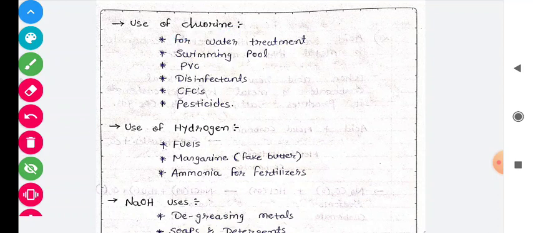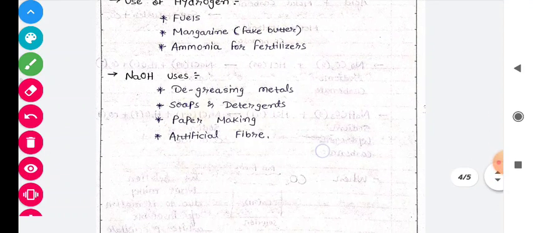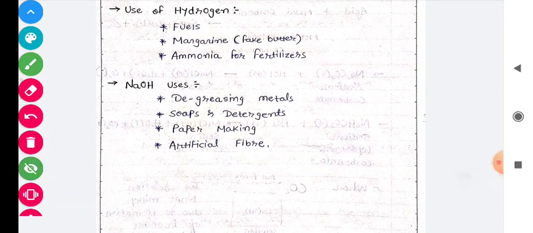So, in the manufacturing of pesticides, chlorine is utilized. Use of hydrogen. As we know, at some places hydrogen is used as a fuel. Second is margarine. In the production of margarine. Margarine is nothing but a one kind of fake butter.